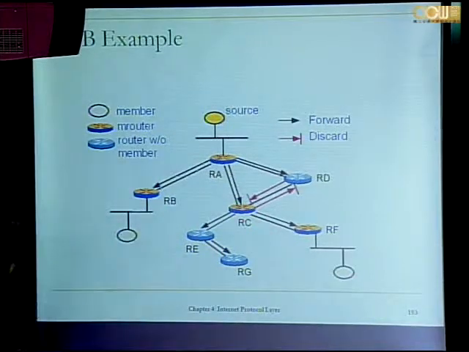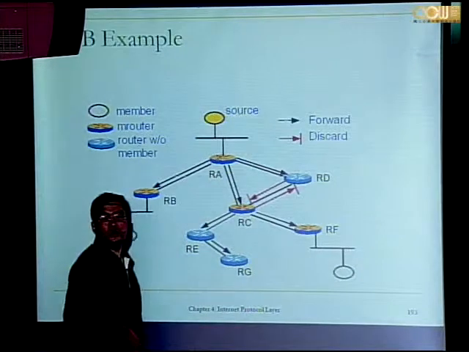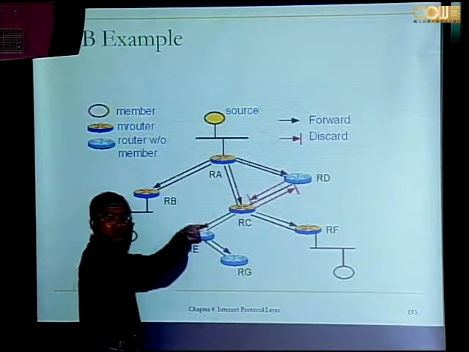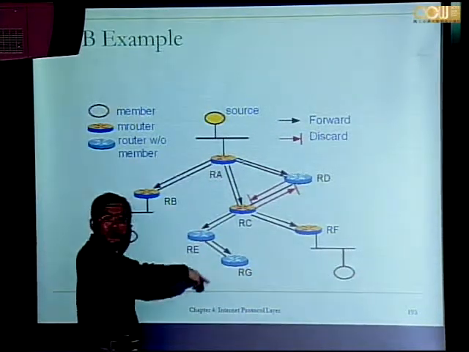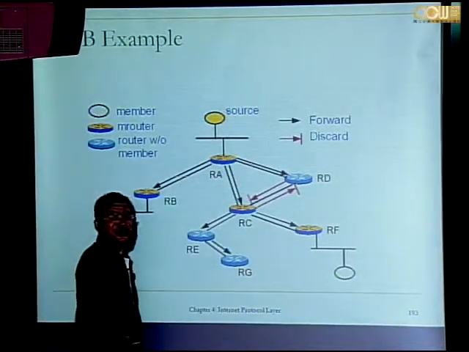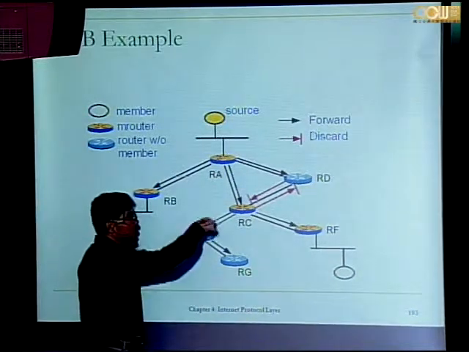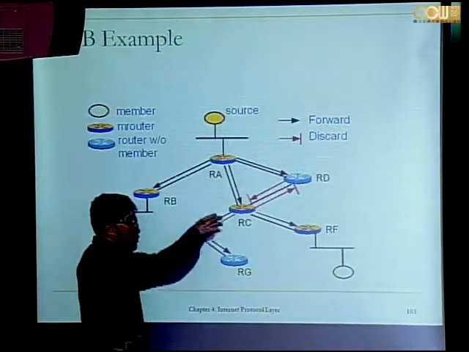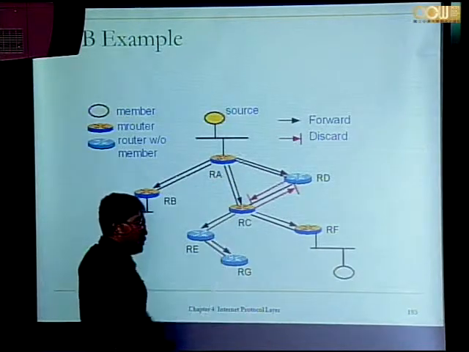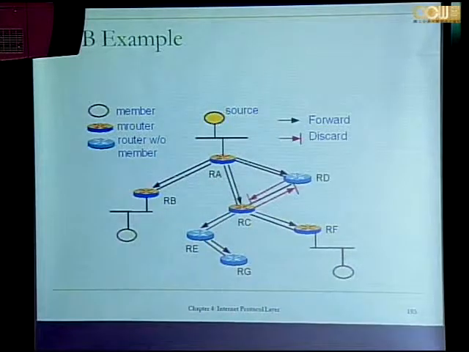However, there's a problem. What problem? Now you've got redundant forwarding here, right? There are no members, but you forward. And it should be what? Pruned. It should be cut. You don't want the forwarding here because there are no members here. So what you would do is this.